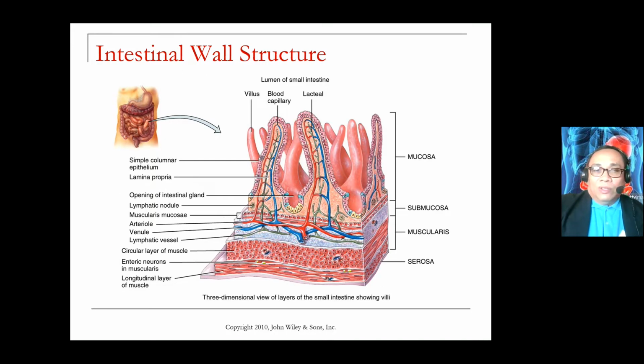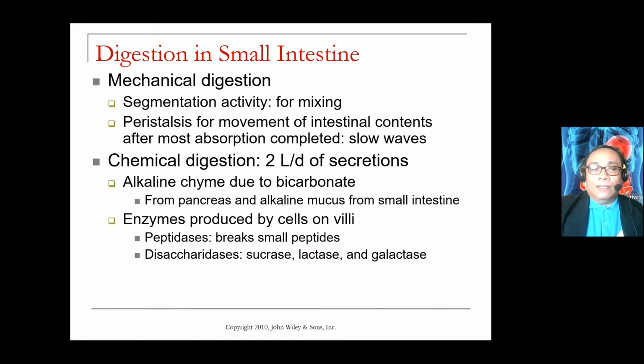Okay, this is the graphic representation of the intestinal wall structure. In digestion in the small intestine, just like the others, there is also mechanical digestion. Segmentation is for mixing, and peristalsis for movement. For chemical digestion, we have 2 liters of secretions.